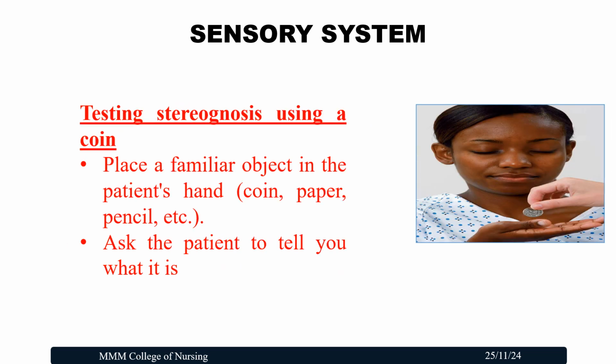Testing stereognosis using a coin. Here, place a familiar object in the patient's hand, like a coin, paper, or pencil, and ask the patient to tell you what it is. This is testing stereognosis.